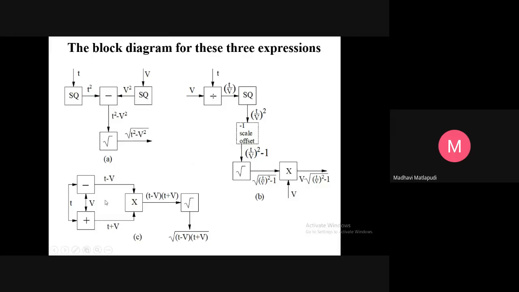Then coming to the C block, you have again T as the input for the addition block as well as the subtraction block, and V is the common input. So you get T minus V and T plus V. These two are again sent to a multiplication block, giving you T minus V into T plus V. This is sent into a square root block, giving you the square root of T minus V into T plus V. So these are the 3 forms of blocks.